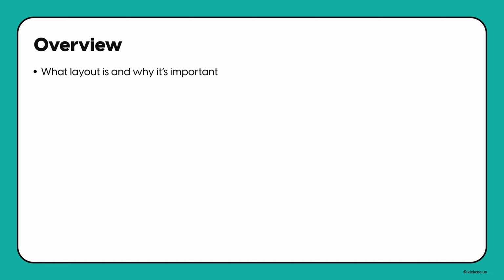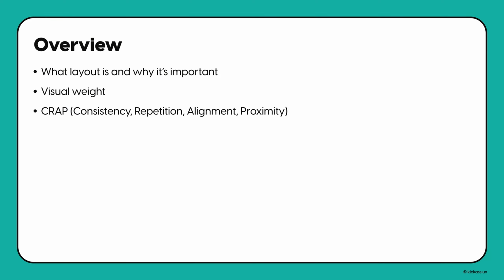In this lesson, if it wasn't already super clear, we'll be talking about layout. We'll cover what layout is and why it's important. We'll talk about the concept of visual weight, and we're going to talk about CRAP. No, but seriously, we're going to talk about CRAP: contrast, repetition, alignment, and proximity.